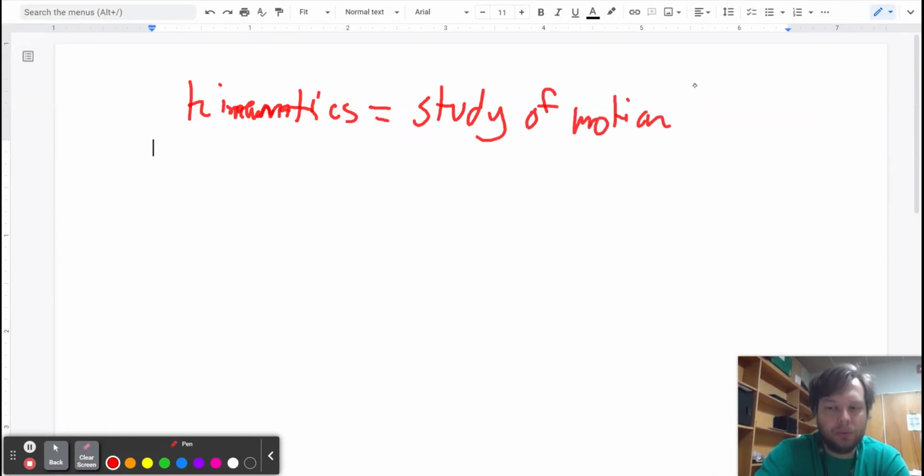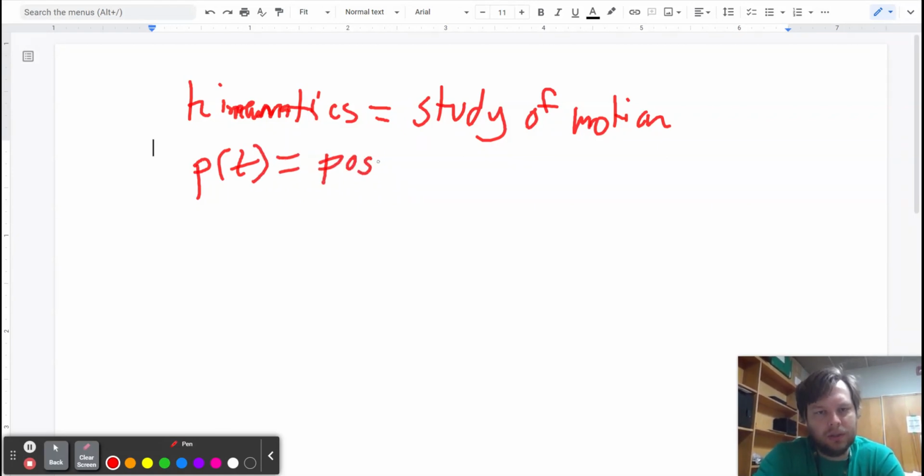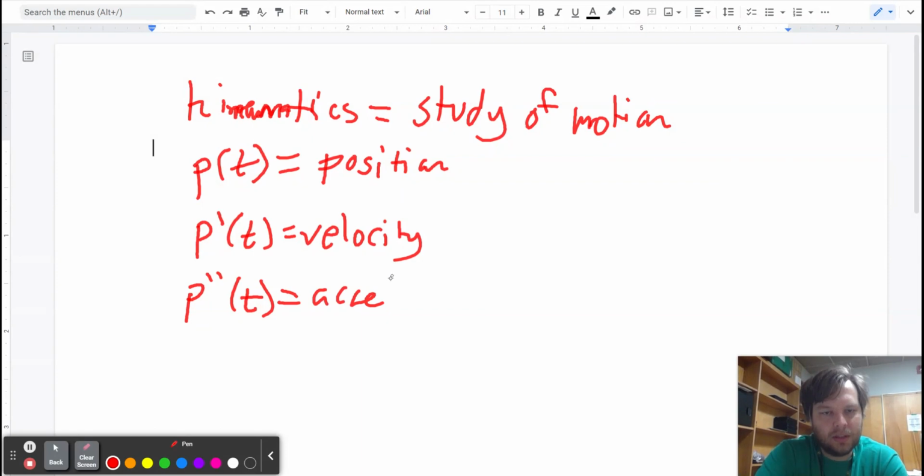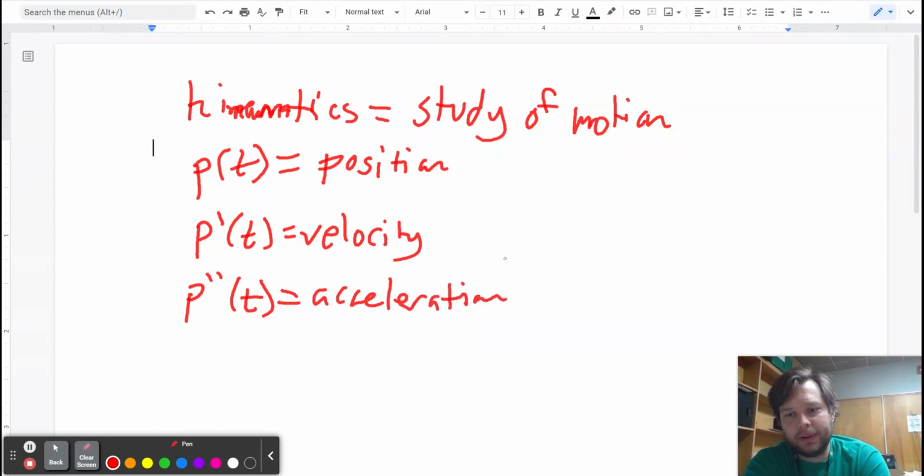And so when we're looking at a motion equation, we have usually a function of time that tells you the position. So this is where you are at a certain time. And if you take the derivative of the position, then you get the velocity. And then if you take the second derivative of the position, you get the acceleration. Okay. Now, the important thing to think about is what different quantities mean here.